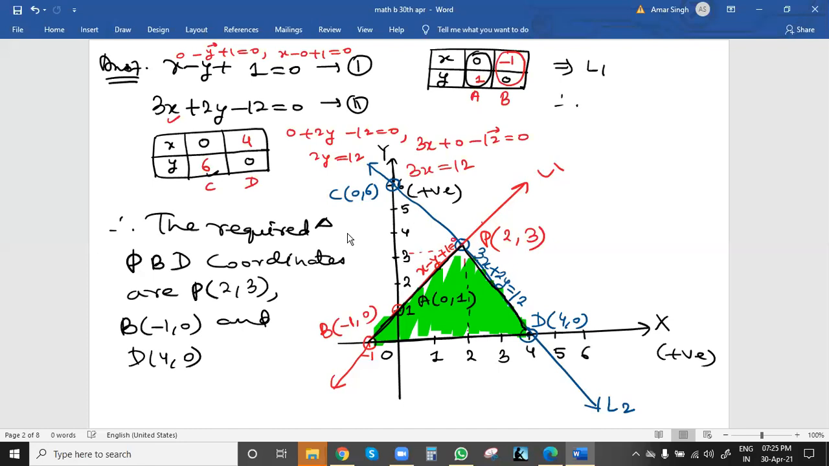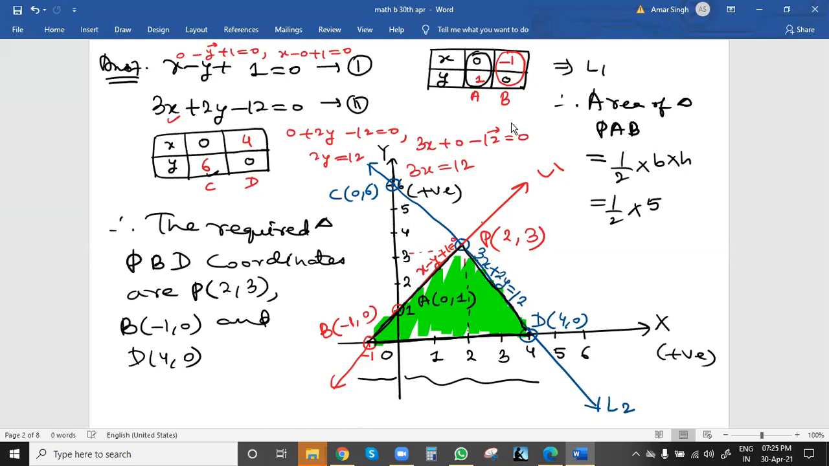Hence the area of triangle PBD will be, what is the formula of area of a triangle? Half into base into height. So half, what will be the base? The base will be this one. What will be the length? 4 and minus 1. The total length will be 5. This much is 4, this much is 1. 4 plus 1, total is 5.